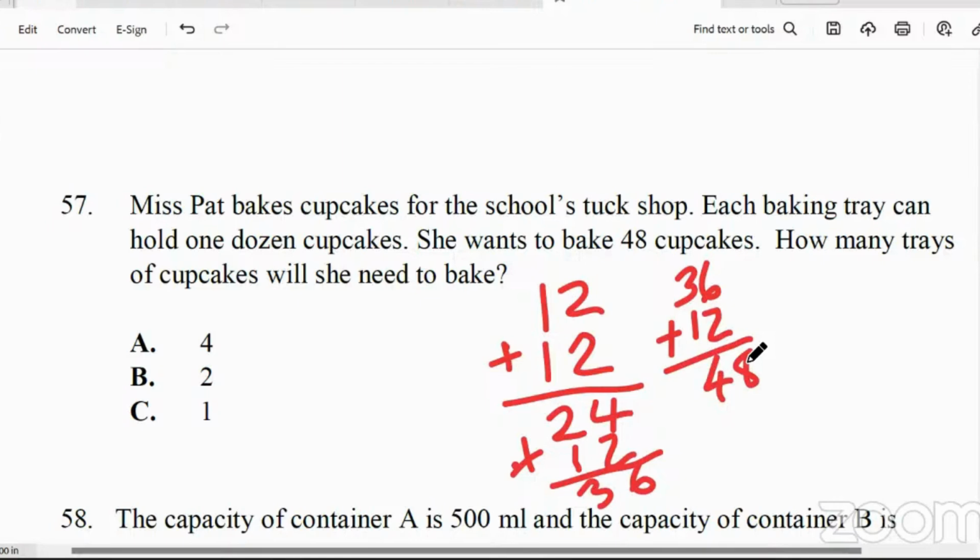Since we said 12, if you know your multiplication tables, you could say 2 12s 24, 3 12s 36, 4 12s 48. That's another way to do it. There's quite a number of methods that you could have used to get your answer. So just be creative, be smart, think about the question, and do your best to answer in your own way. The answer was 4. How many trays of cupcakes? 4 times 12, that's 48.